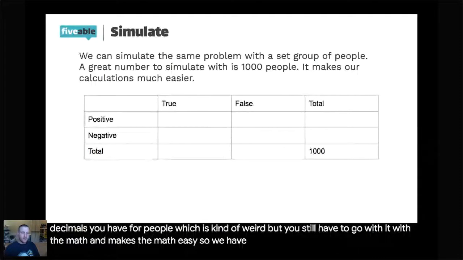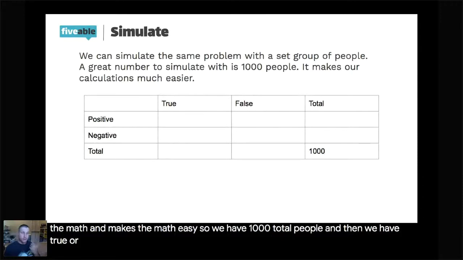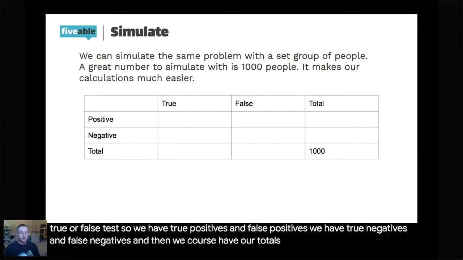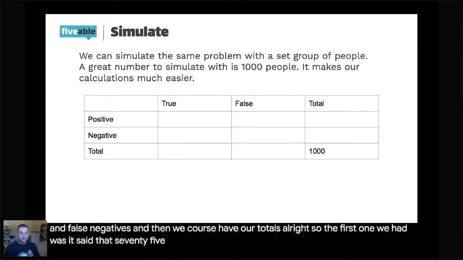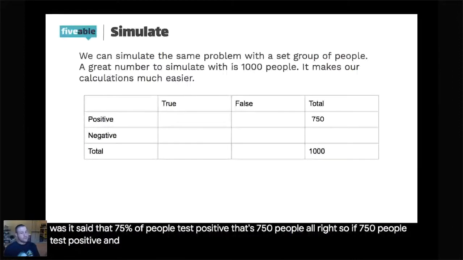So we have 1,000 total people. We have two options: positive or negative, and then we have true or false tests. So we have true positives and false positives. We have true negatives and false negatives. And then we, of course, have our totals. All right. So the first one we had was it said that 75% of people test positive. That's 750 people. So if 750 people test positive and there's 1,000 total people, what number of people are going to test negative?